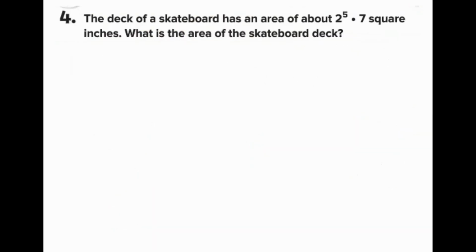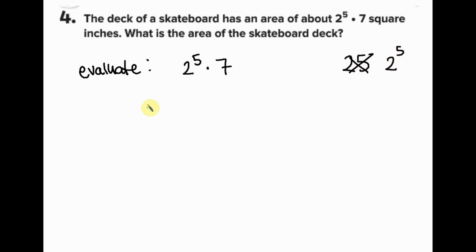In case you are given a real-life situation, here's number 4. The deck of a skateboard has an area of about 2 to the 5th power times 7 square inches. What is the area of the skateboard deck? It looks like here they are asking you to evaluate. I'm going to evaluate 2 to the 5th power times 7. I forgot to tell you, when you write the exponent, please make sure that you write it a little bit smaller. Otherwise, it looks like 25, which is not the same as 2 to the 5th power. So if I have 2 to the 5th power, that means I will have 2 five times, at the end times 7.